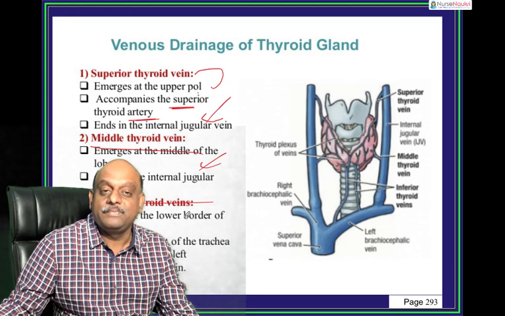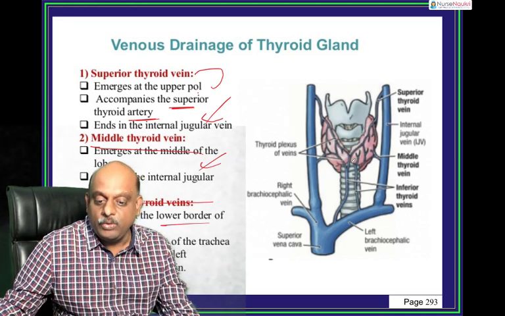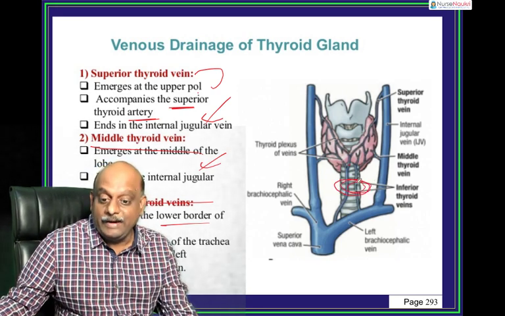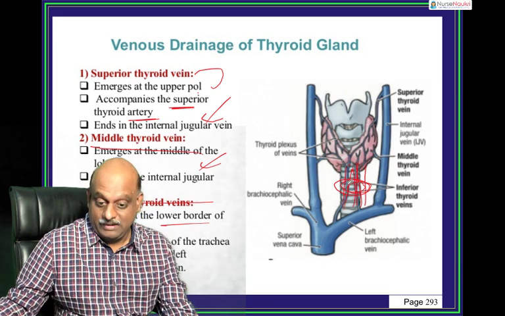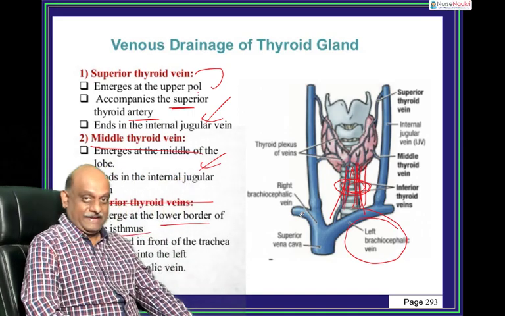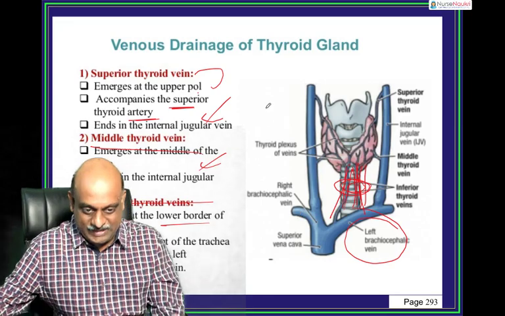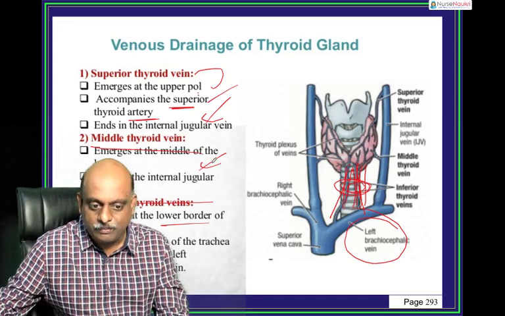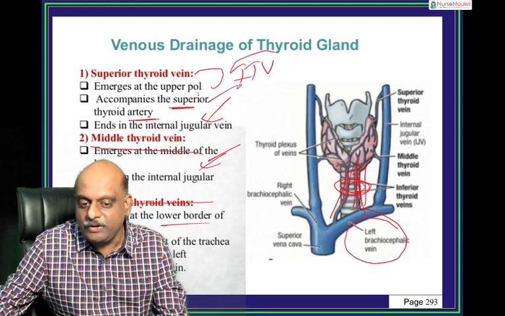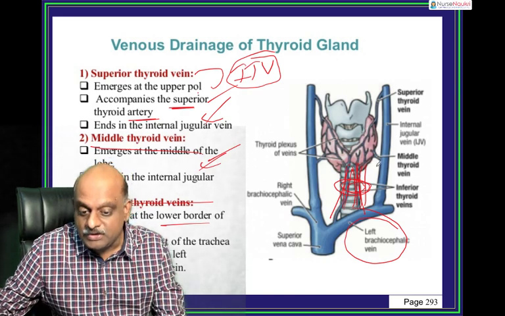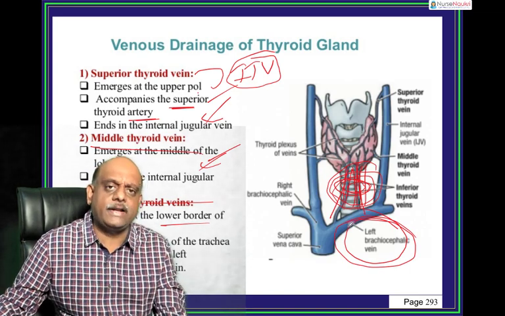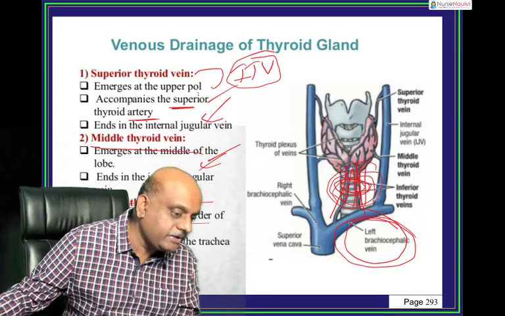Inferior thyroid vein, typically it emerges along the lower border of the isthmus. It descends in front of the trachea and it drains into left brachiocephalic vein. तो फर्क है, right? So examiner है superior or middle thyroid vein, where does it drain बोले तो आपका आंसर internal jugular vein होना है. मगर if the examiner asks inferior thyroid vein, where does it drain? फटाफट आंसर करना. Left brachiocephalic vein should be your answer.